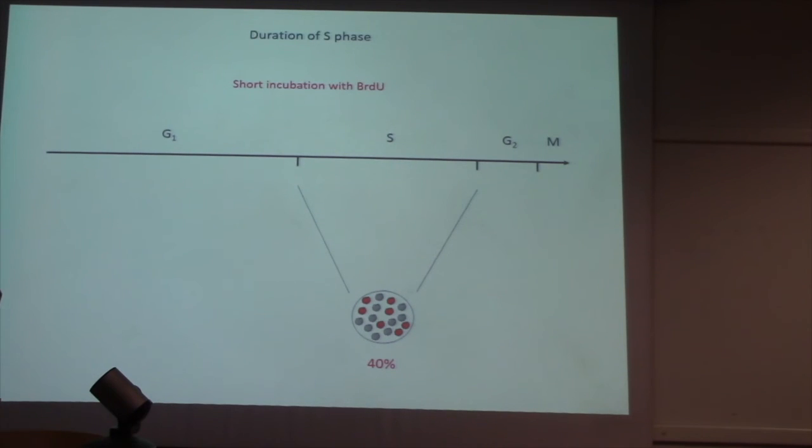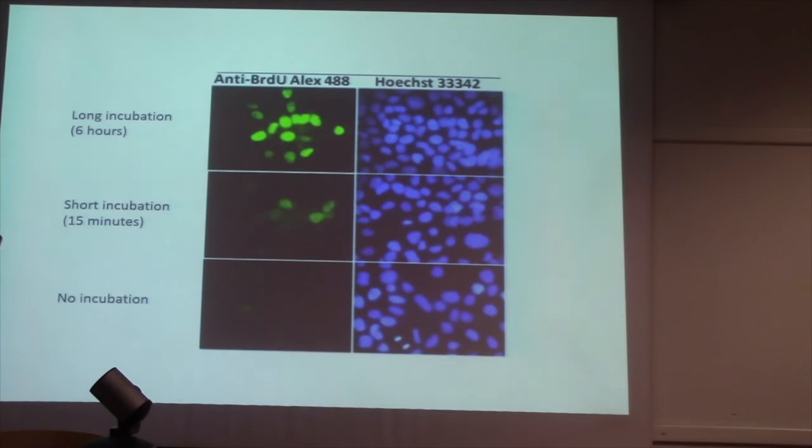How long would the short incubation be? 15 minutes. 10, 15 minutes. With a shorter incubation, many cells wouldn't incorporate enough UDR to be detected. Do we need a technical control to assess this? Yeah, we do. It's in the next slide. Here it is.